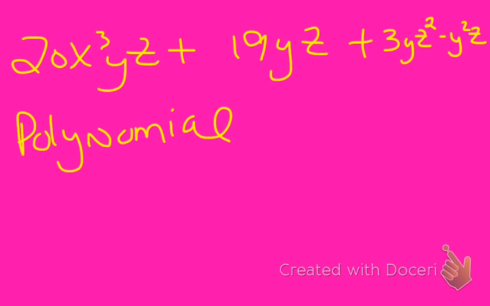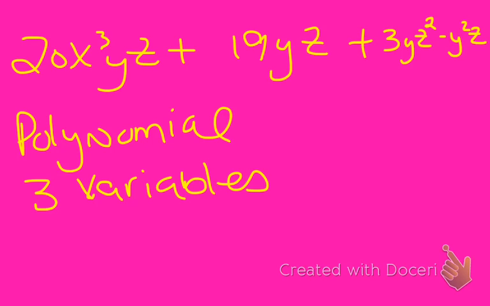Okay, how many variables? 1, 2, 3. Good. And what's the degree? Okay, this is gonna be hard. 1, 2, 3, 4, 5 for y, and 1, 2. Well, y to the fifth degree. How did you decide that? Because I had to add up the y's. Oh, you're adding all the y's. Yeah, because they have the most, so it's going to be the highest.